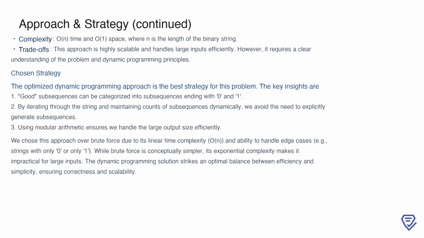By categorizing good subsequences into those ending with 0 and 1, and updating counts dynamically as we iterate through the string, we ensure correctness and scalability. Additionally, using modular arithmetic allows us to handle the large output size without issues. This makes the dynamic programming method the most effective strategy for this problem. It is well suited to handle edge cases, such as strings composed entirely of zeros or ones, and ensures the solution is both optimal and practical for competitive programming scenarios.